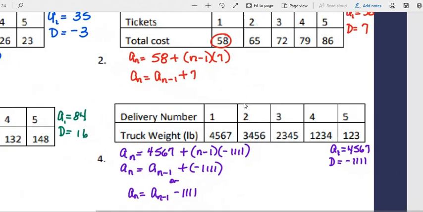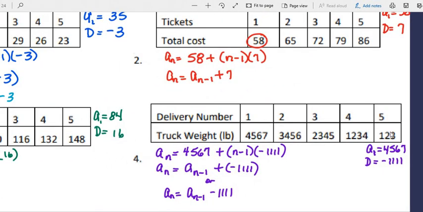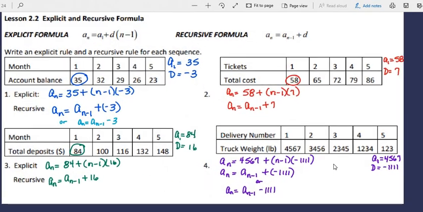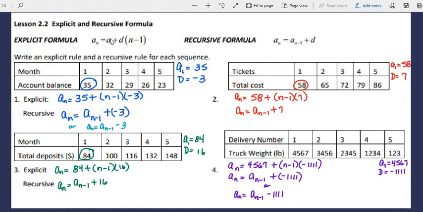I see that I have to find my common difference, so I'm subtracting these, and my common difference ends up being a negative 1,111. My first term is 4,567. I'm going to substitute it into the formula right here that we have. And when I do, the first term is 4,567 plus the n minus 1.